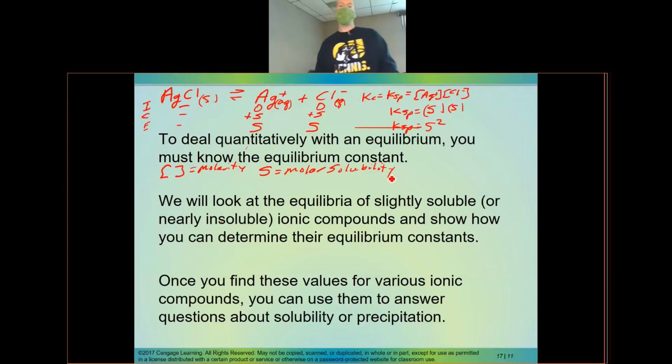All right, so you're going to be given solubility. Sometimes it's going to be given in grams per liter, grams per 100 milliliters. Whatever it's given in, you have to convert that into moles per liter in order to get your molar solubility. So a concentration, the brackets, it's going to be molarity.